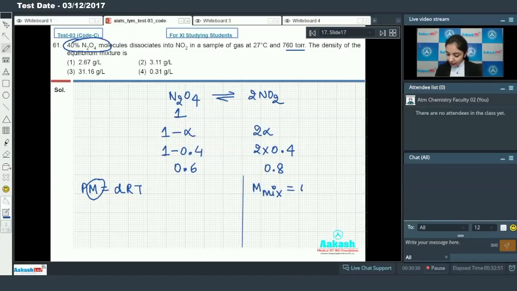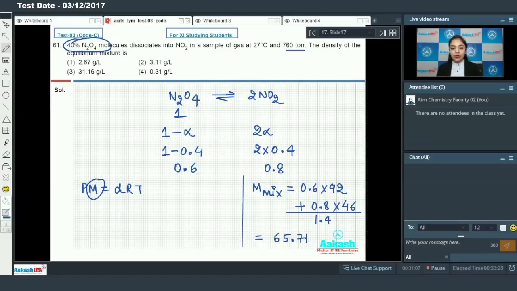So it is the number of moles of N2O4 into the molar mass of N2O4, that is 92, plus the number of moles of NO2, 0.8, into the molar mass of NO2, that is 46, divided by the total number of moles, that is 1.4. So calculate this, the answer will come out to be 65.71. So this is the molar mass of the mixture.